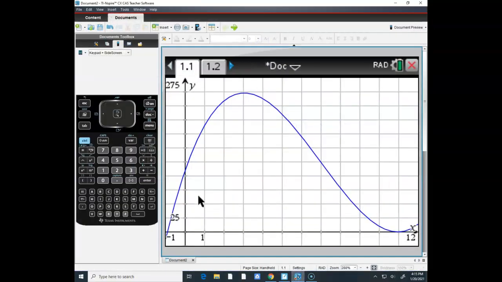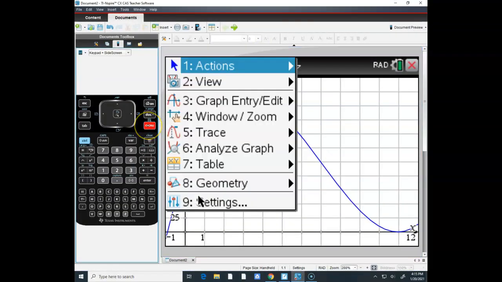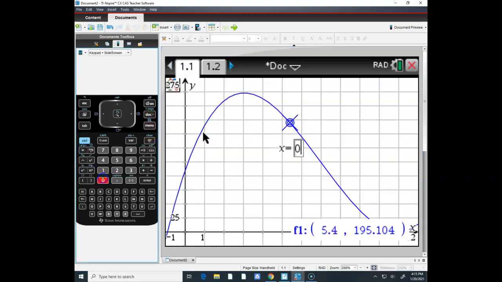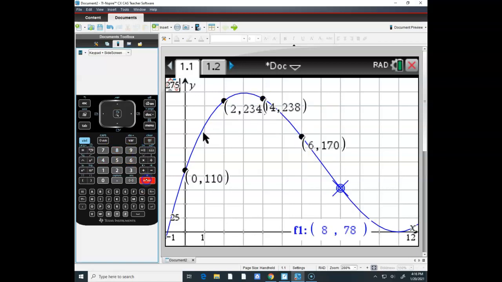And the way we're going to do that is we're going to go Menu, Trace, and trace the graph. We want to trace the graph at 0. And then remember, if you hit enter twice, it's going to drop the dot. I want it at 2, and I want it at, not 3, I want it at 2, I want it at 4. I want it at 6. And I want to know my height at 8. Not my height, but my trapezoid. Come on.